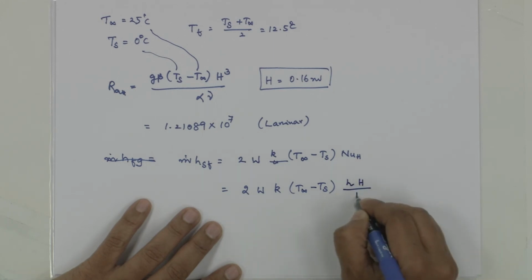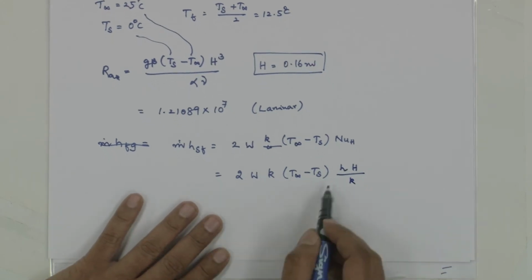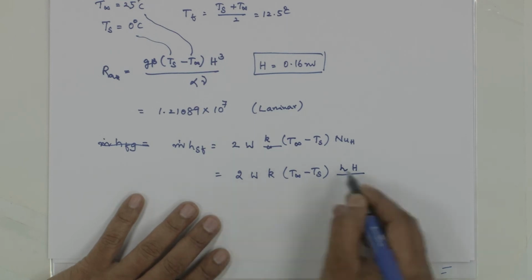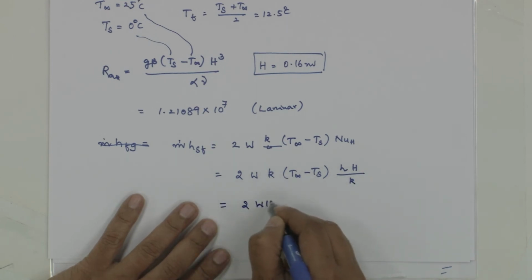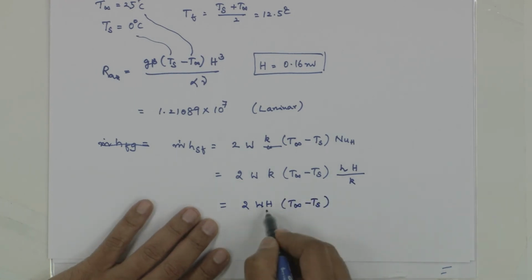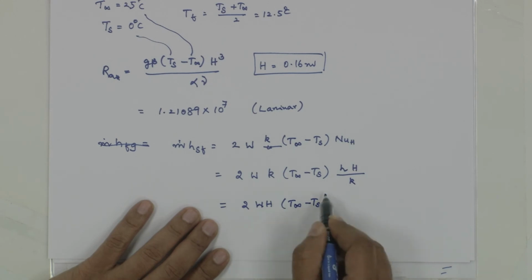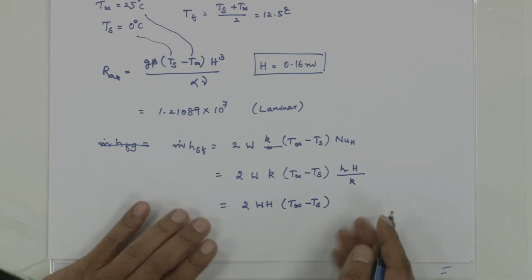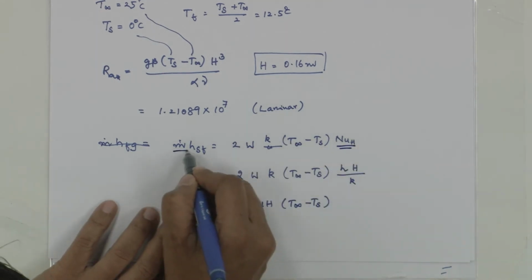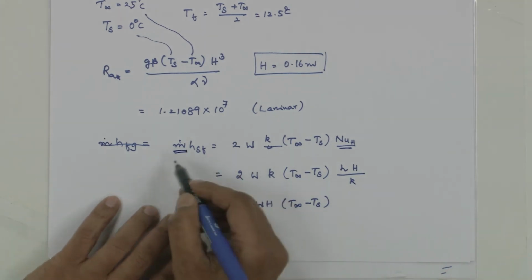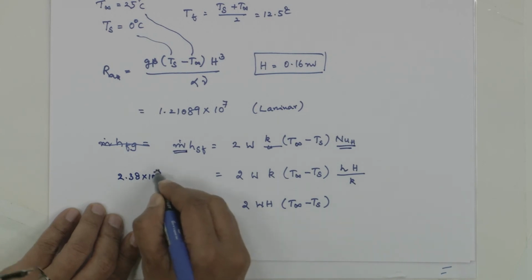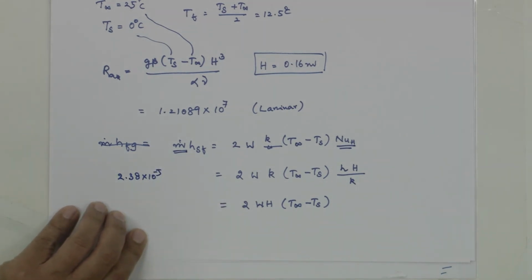So if you just see here, K gets cancelled out. So W into H, you get 2 into W into H into (T infinity minus Ts). That is area into (T infinity minus Ts), so that is nothing but the heat transfer rate. The only thing is, I want the Nusselt number as the answer, so I have written it like that. I have measured this m dot, so I would substitute 2.38 into 10 to the power of minus 5, which is what I had gotten in my slides.